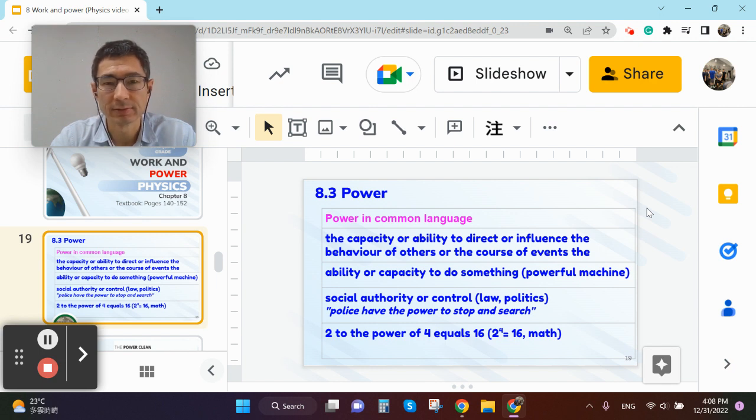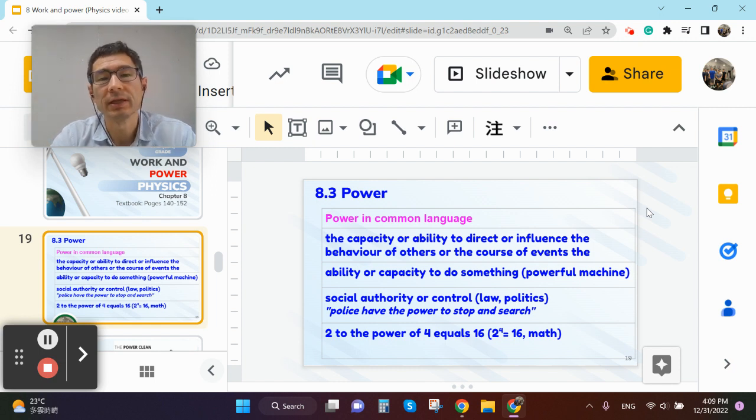Another example is in law: police have a power to stop and search you if they feel that you are suspicious. Those are the meanings, isn't it? Power, right. And there is math. For example, 2 to the power of 4. Power of 4 is 16.